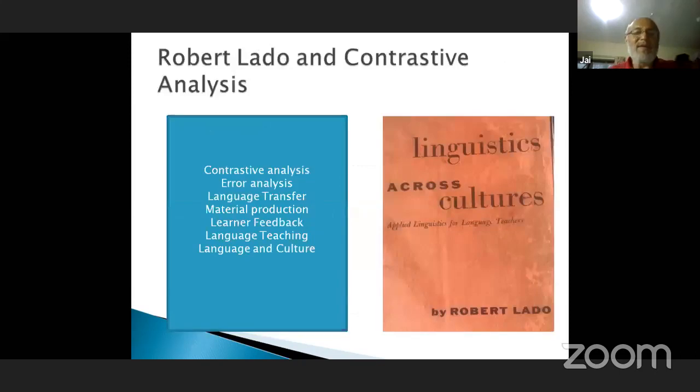The other one associated with language learning and language teaching is this historic book, which revolutionized applied linguistics. I don't know how many of you have seen this book.